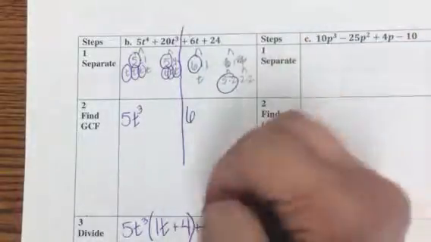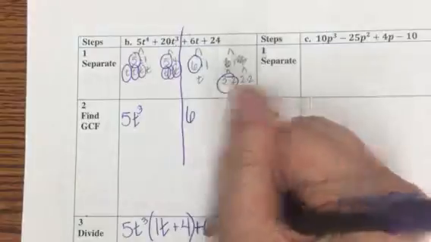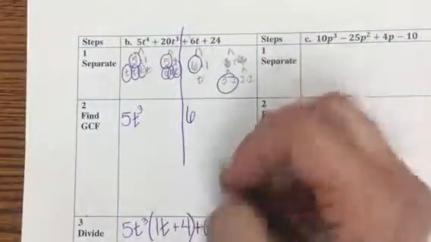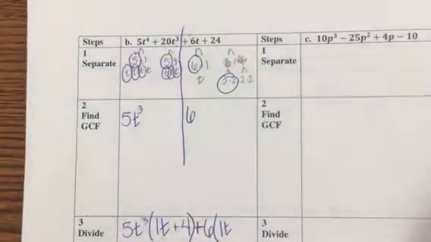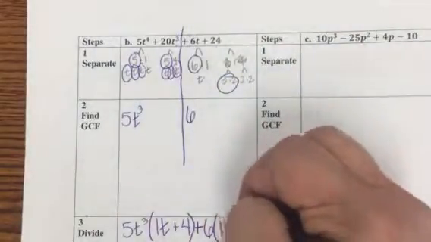All right, we said that our GCF was a 6 here. 6 divided by 6 is 1. I have 1 t left over that didn't get pulled out, so it's 1 t. 24 divided by 6 is 4.